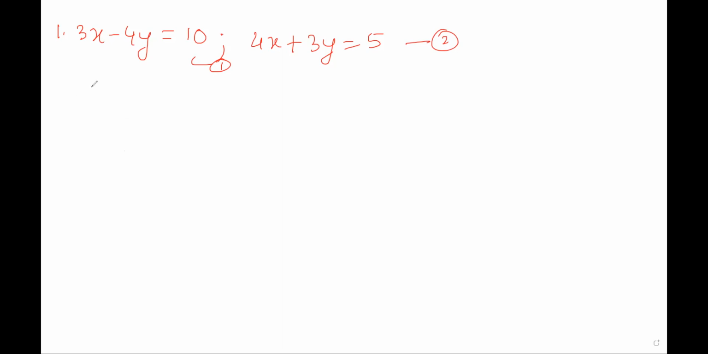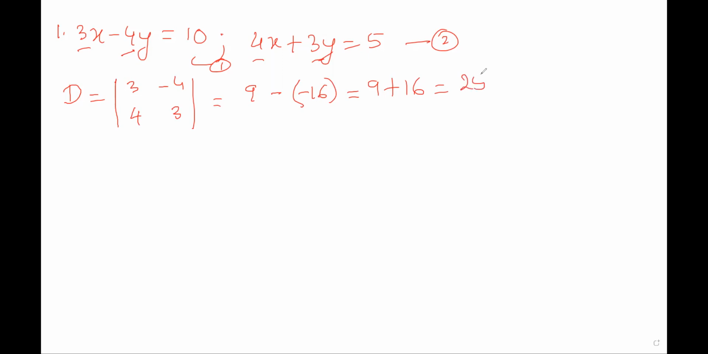Okay. So the first thing you need to find is D. D will be a determinant with 3, minus 4, and 4 and 3, which came from the other equation. So what is this equal to? It is 9 minus minus 16, which is 9 plus 16, equal to 25.